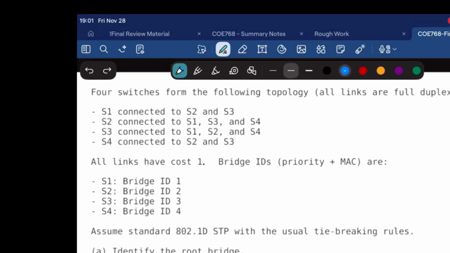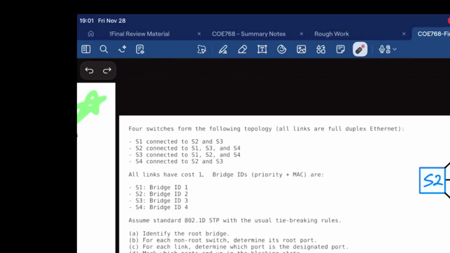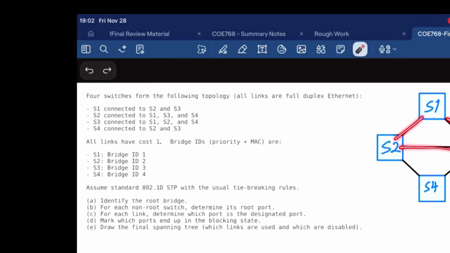So in this question, we're being asked to design a topology. Four switches form the following topology. All links are duplex Ethernet, and the design is that switch 1 is connected to 2 and 3, switch 2 is connected to the rest of them, same as switch 3, and switch 4 is connected to 2 and 3. So if we were to draw it out, we would get this. All the rules are validated. Switch 2 and 3 are connected to the rest and each other. Switch 4 is only connected to 2 and 3, and switch 1 is only connected to 2 and 3, sorry.